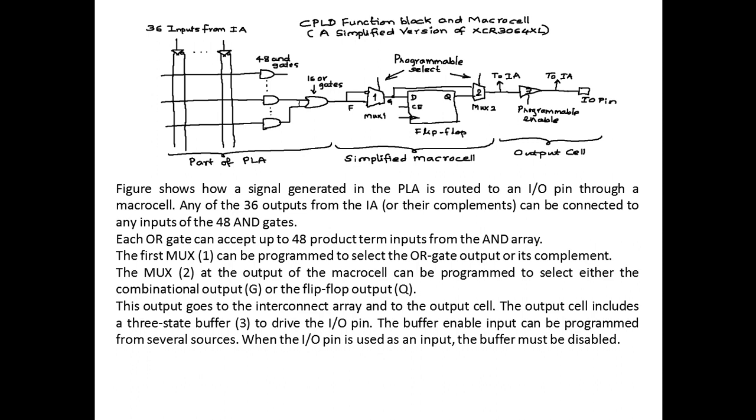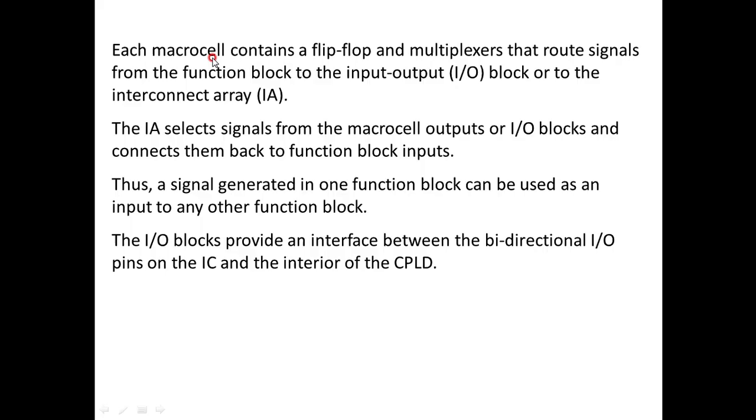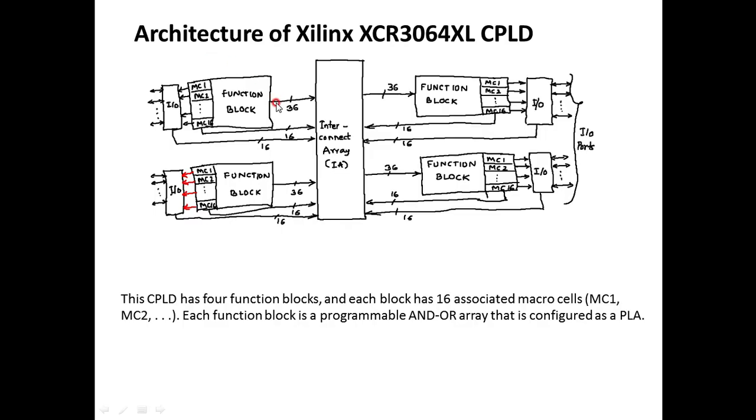Now we'll see a CPLD function block and macro cell, taking a simplified version of XCR3064XL. There are 36 inputs from the interconnect array. IA means interconnect array. You have seen in the previous diagram that these 36 inputs are coming to the interconnect array. Now we are analyzing this function block and macro cell.